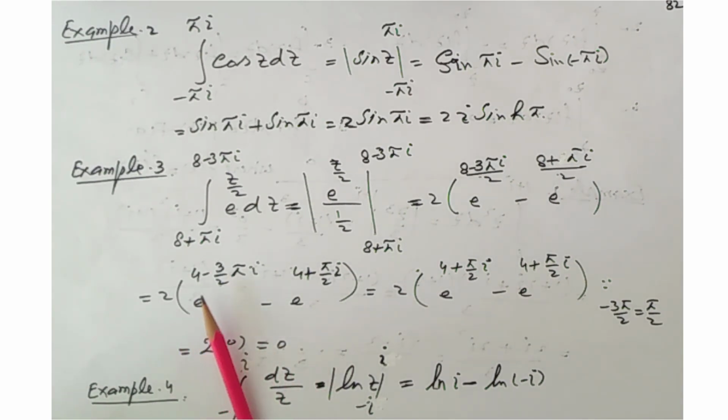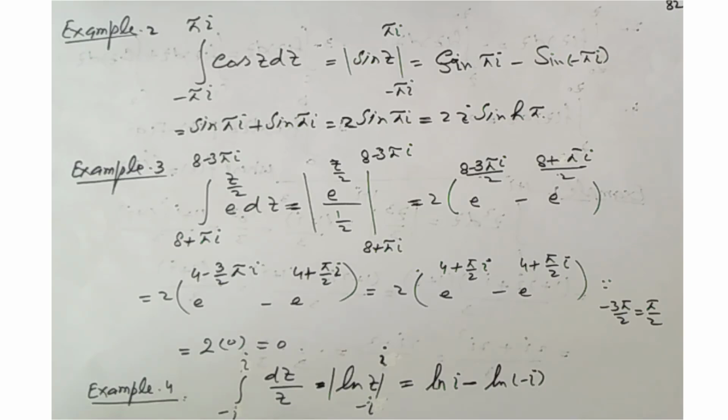After simplification, it will become this form: 2 into e to the 4 minus 3 by 2 pi iota minus e to the 4 plus pi by 2 iota, because minus 3 by 2 pi equals pi by 2. So here we write in place of minus 3 by 2 pi as pi by 2. They will cancel and we get the result 0.